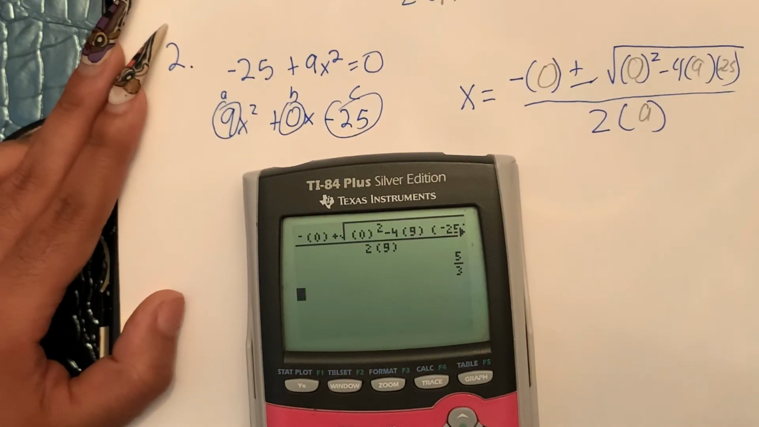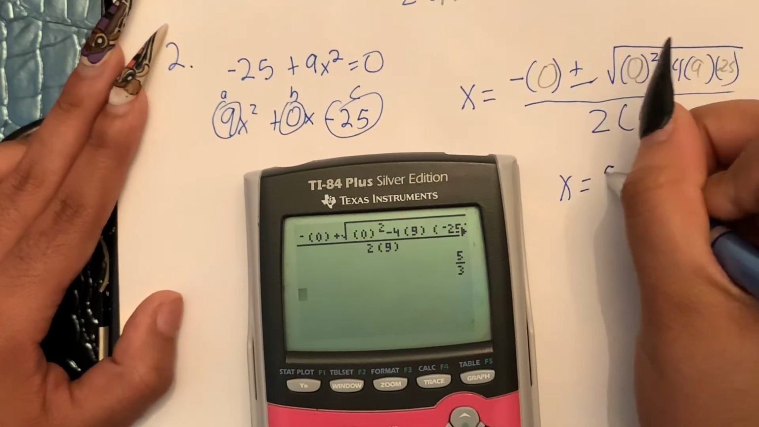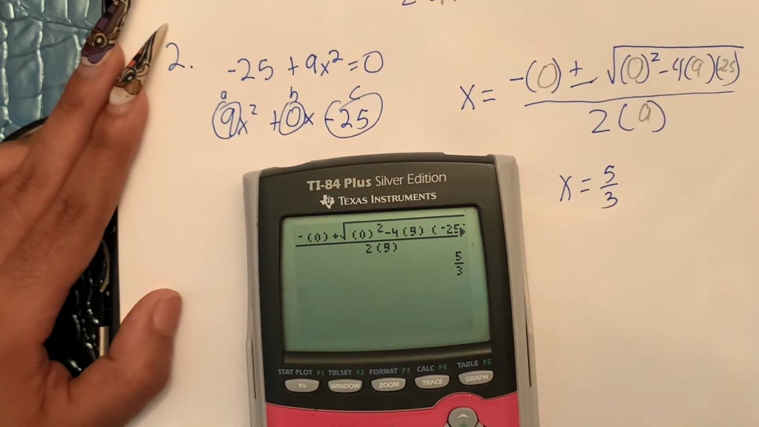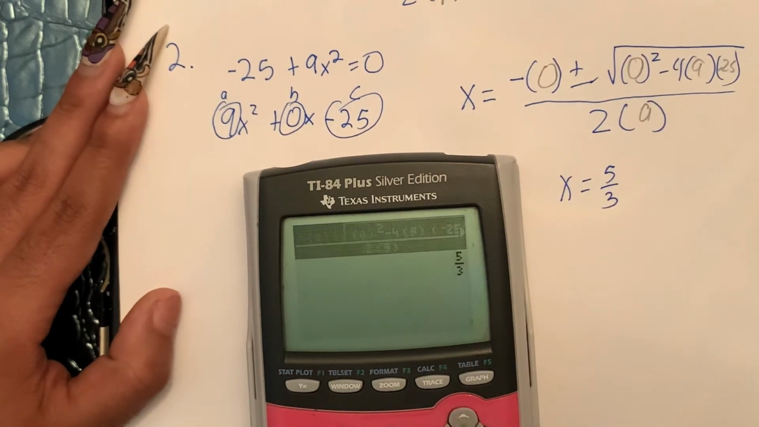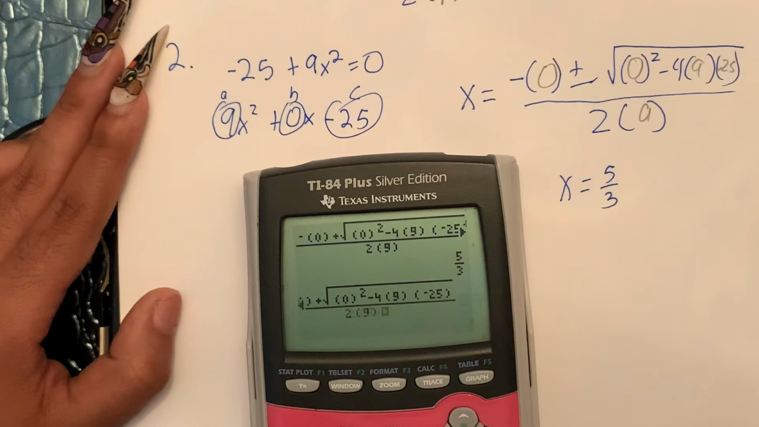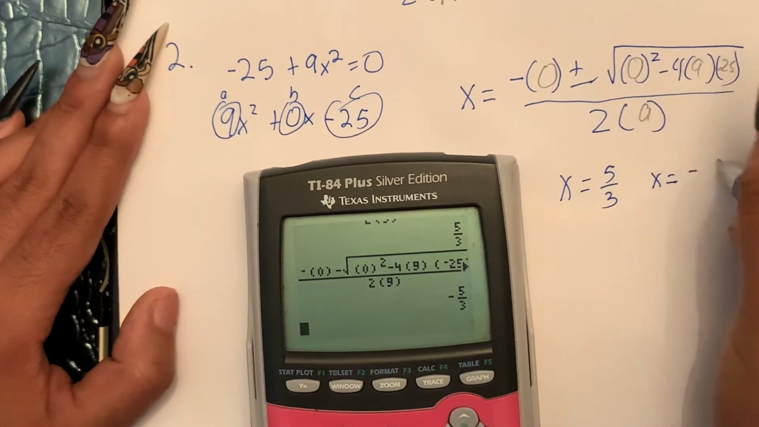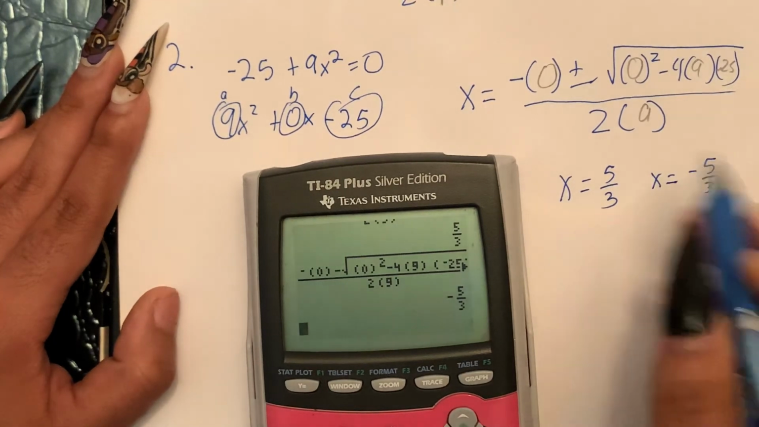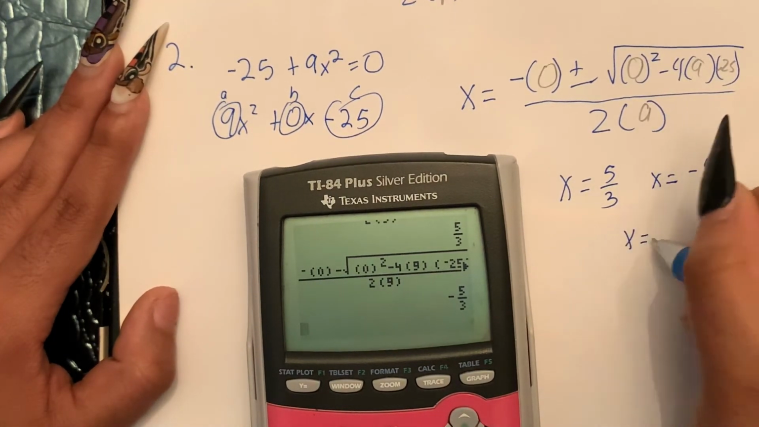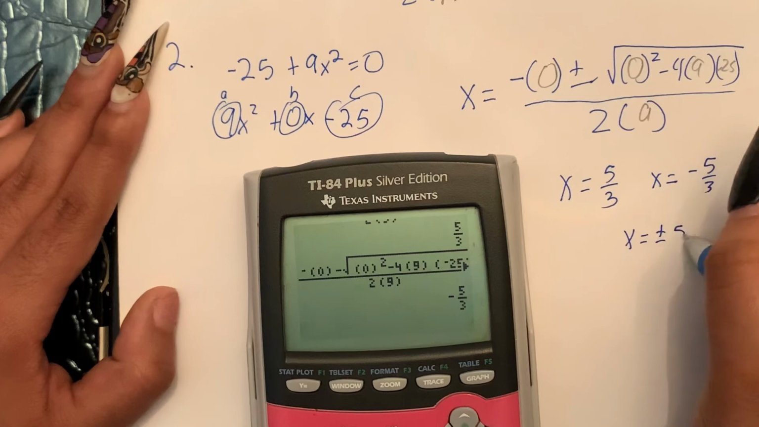So I get x equals 5 over 3. Okay, go up, copy, and change the plus to a minus. I get negative 5 over 3. So I could also write that as x equals plus minus 5 over 3.